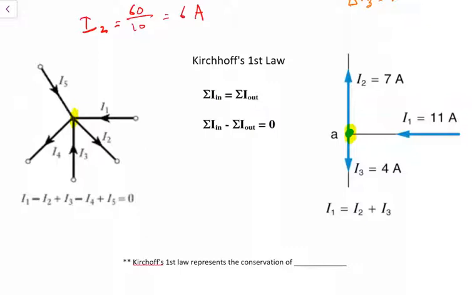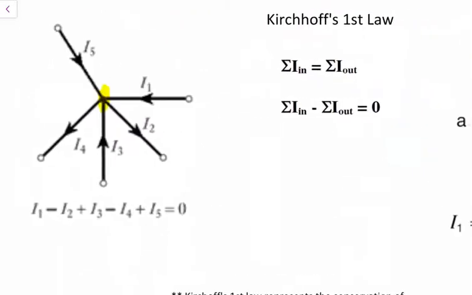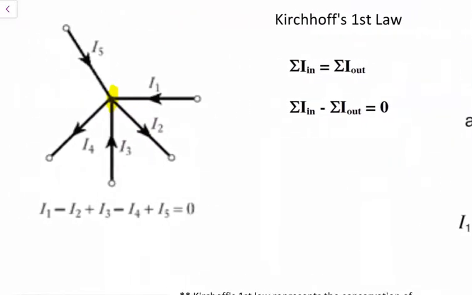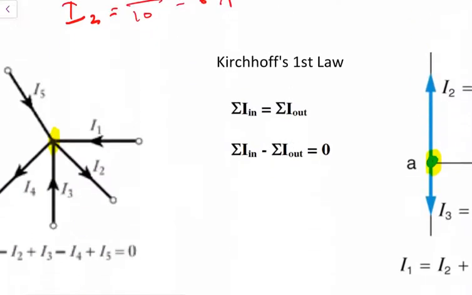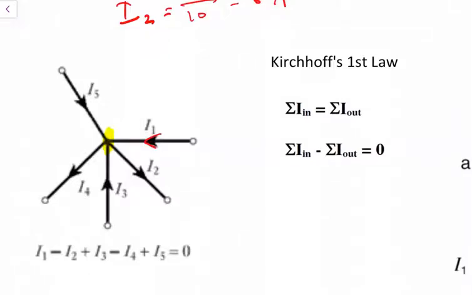Similarly, if I just subtract I out, I can say that the sum of all currents going in and out is equal to 0, knowing that one of them is going to be positive, one is going to be negative. So, for example, in this situation, I1 is coming in. I'm subtracting I2 because it's going out. I'm adding I3. I'm subtracting I4, and then I'm adding I5, and that should all equal 0.